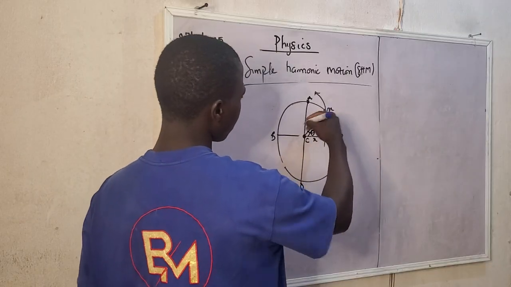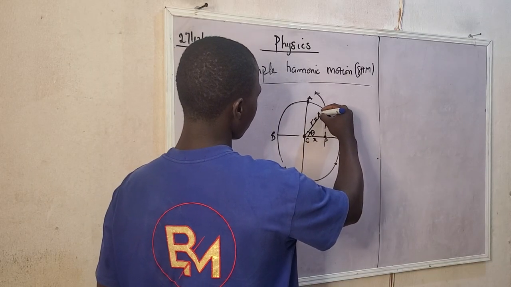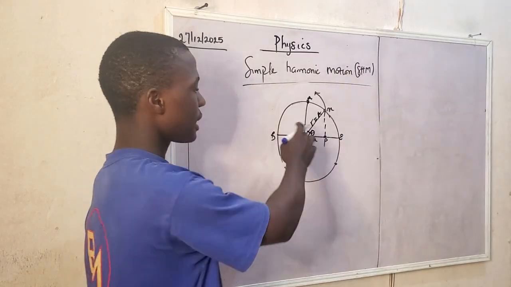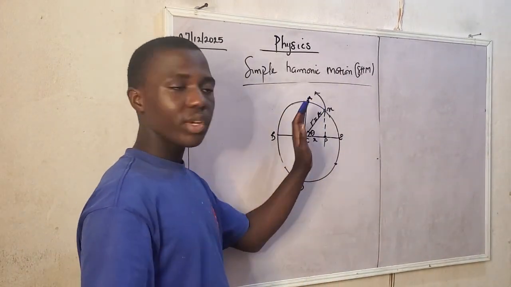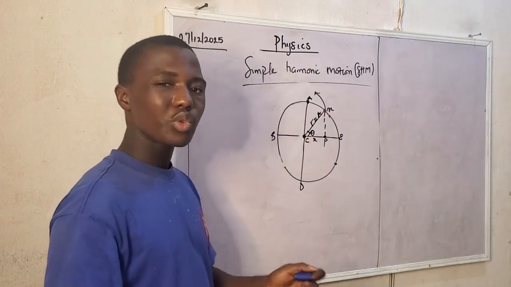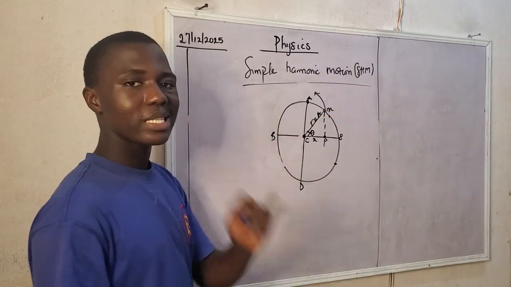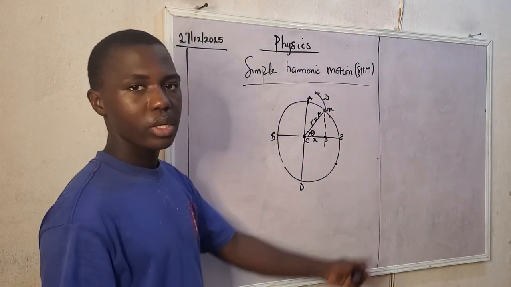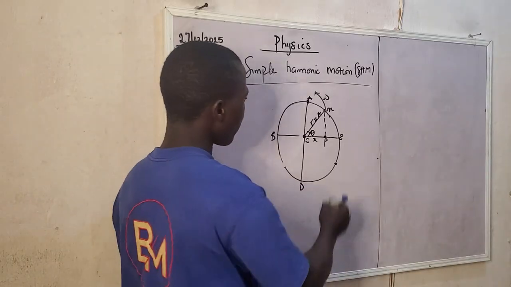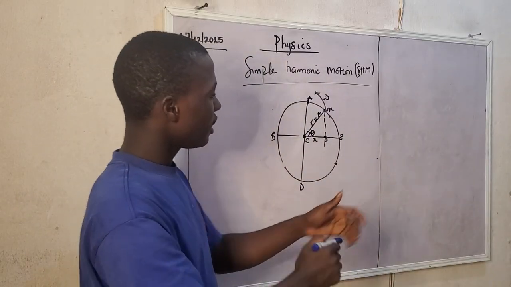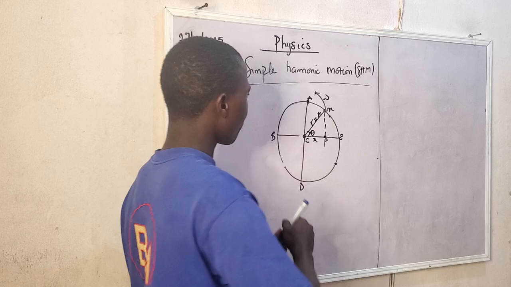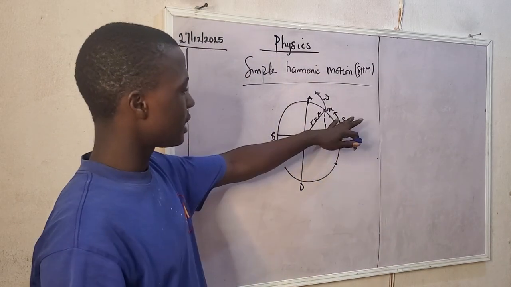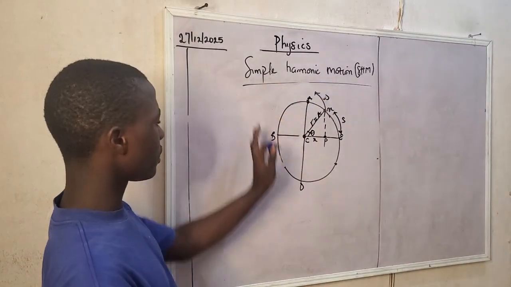Here we have the radius of the cycle, which is equal to the amplitude, the maximum displacement of the object from the center of the cycle. This is the angular velocity with which the object is moving around the cycle. Note we have an arc, which we call S, created by the real image as it moves around the cycle.